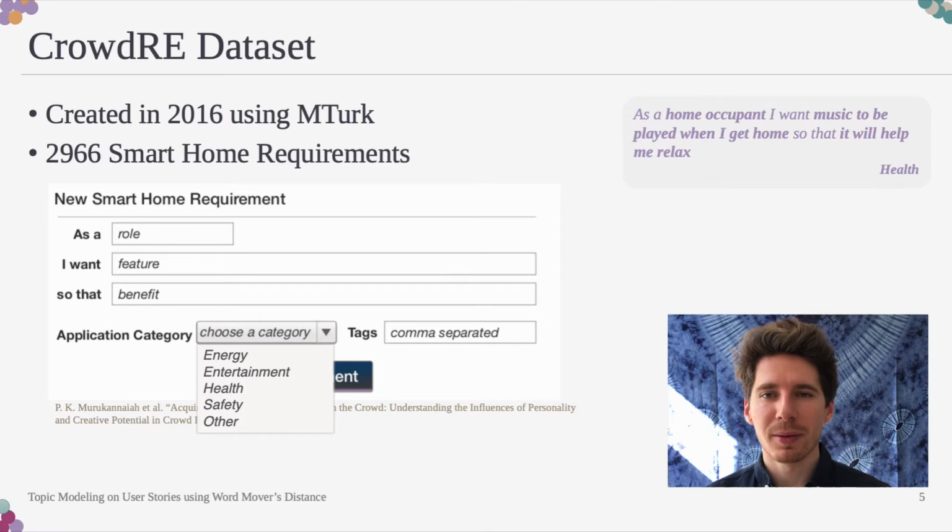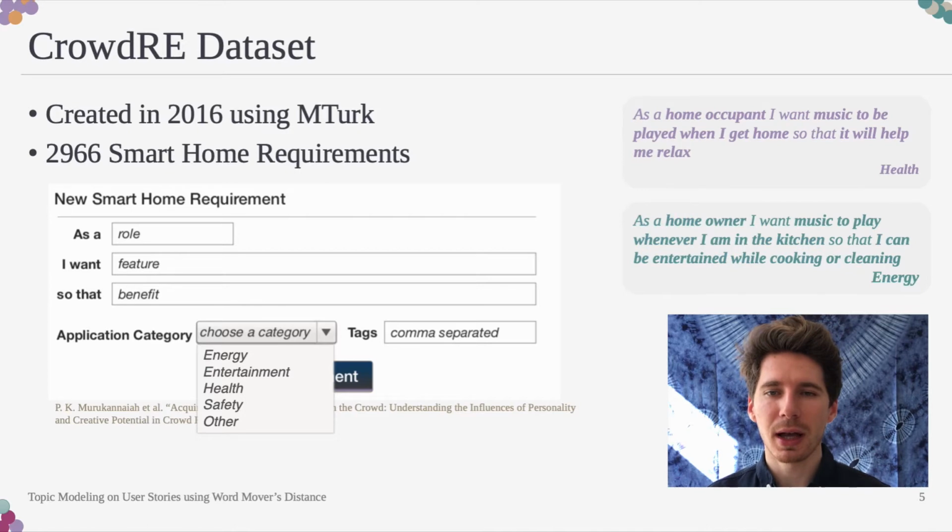The resulting requirements look something like this. As a home occupant, I want music to be played when I get home so that it will help me relax, associated to the health category. Or another example, as a homeowner, I want music to play whenever I'm in the kitchen so that I can be entertained while cooking or cleaning, associated to the energy category.